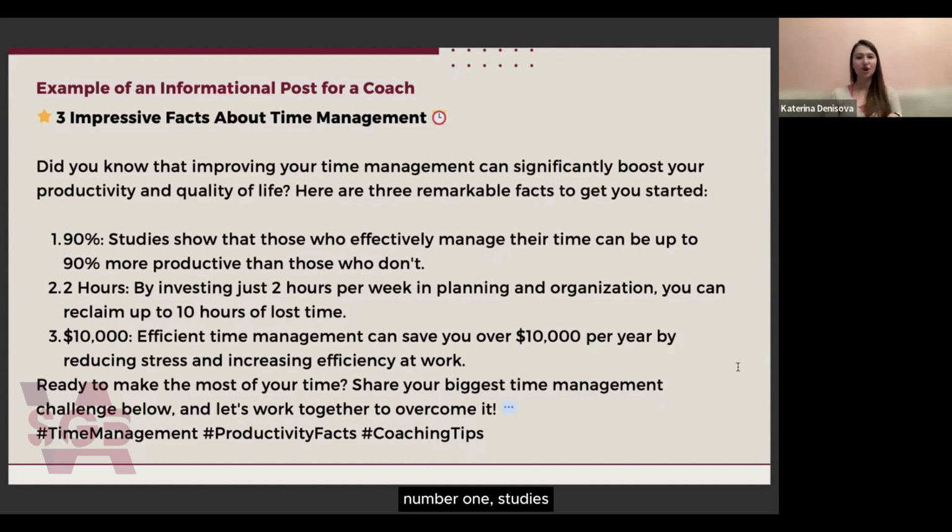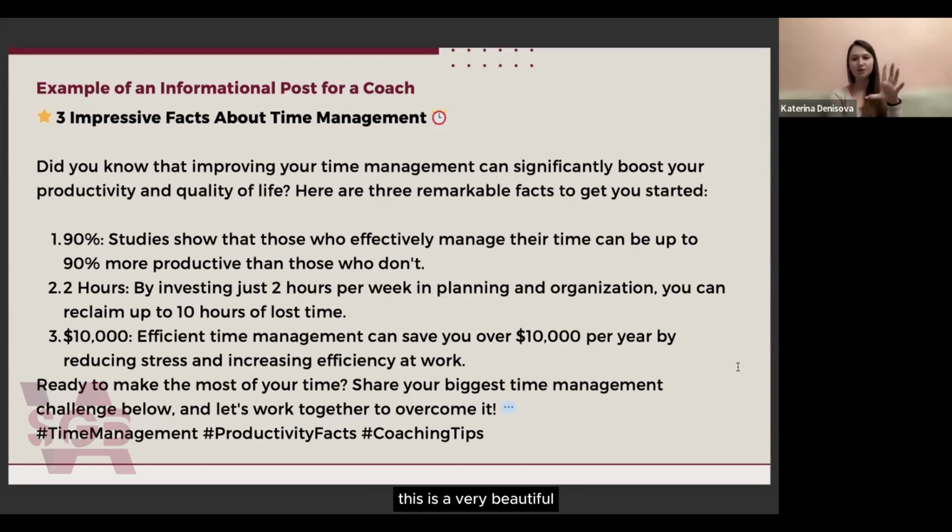Number 1, studies show that those who effectively manage their time can be up to 90% more productive than those who don't. By investing just 2 hours per week in planning and organization, you can reclaim up to 10 hours of lost time. Efficient time management can save over $10,000 per year by reducing stress and increasing efficiency at work. Ready to make the most of your time? Share your biggest time management challenge below and let's work together to overcome it.